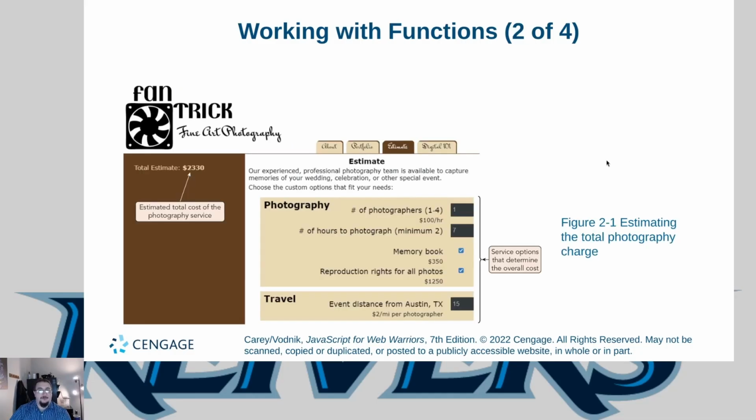So for example, we're looking at the total photography charge here for the Fan Trick Fine Art Photography. We see here it's listed as $2,330, and we check our services here to determine that cost. So what will be happening as you work through this chapter exercise, once you add in the numbers here, 1 through 4, number of hours, memory book or not, and travel, these will all get added and or multiplied to get your total estimate over here.